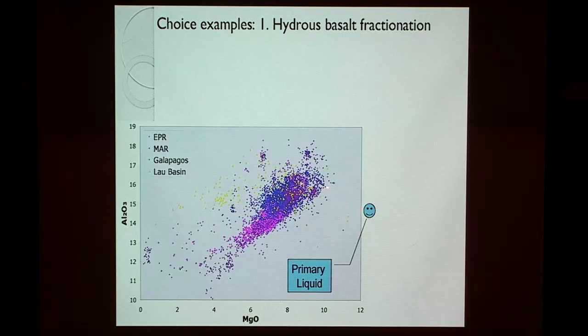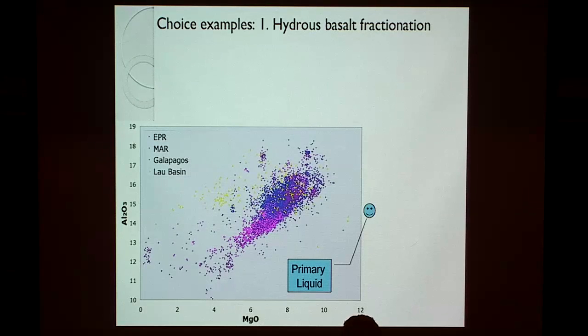Okay? It's higher in MgO than any glass that you can find erupted on the seafloor, and that's because they've all been processed in the oceanic crust. They have cooled, they have undergone some extent of fractional crystallization. Okay? So what you might want to do is model the crystallization of this primary liquid to see if the data can be mostly or partly explained by low pressure processes in the crust.